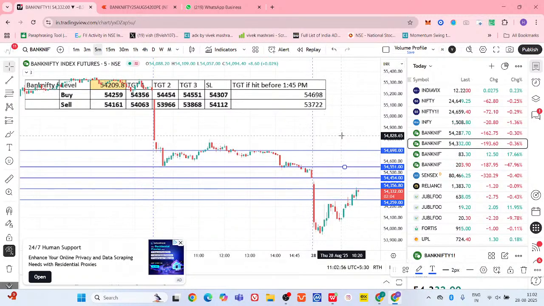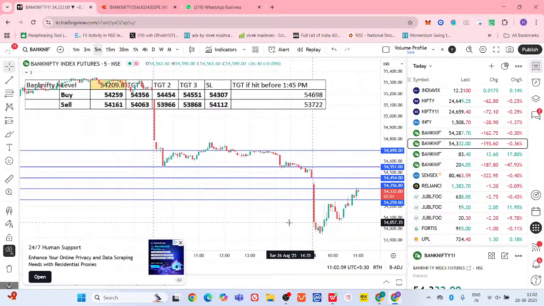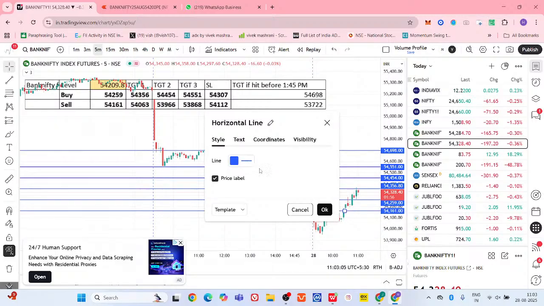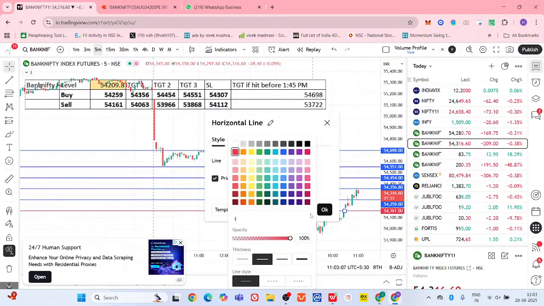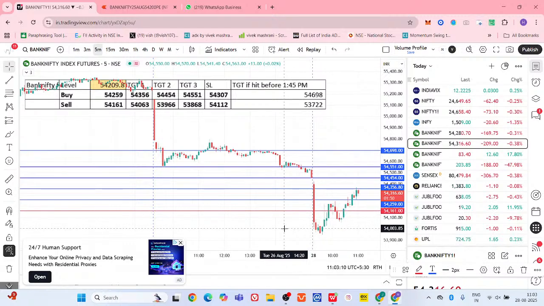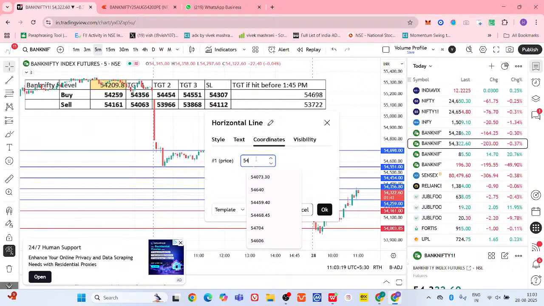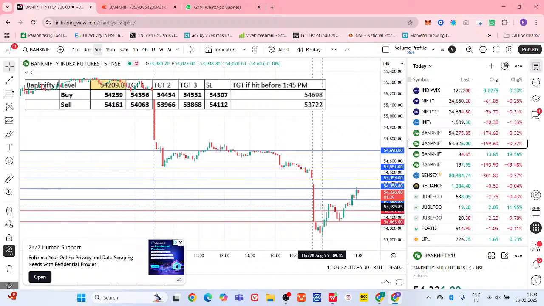Right. Now 161 was the sell level. Let us put that also in red. So 161, red color. And then 54,063. But please remember this level: after 10 it got active, hit the first target and then reversed. All right, now we'll go to Nifty.